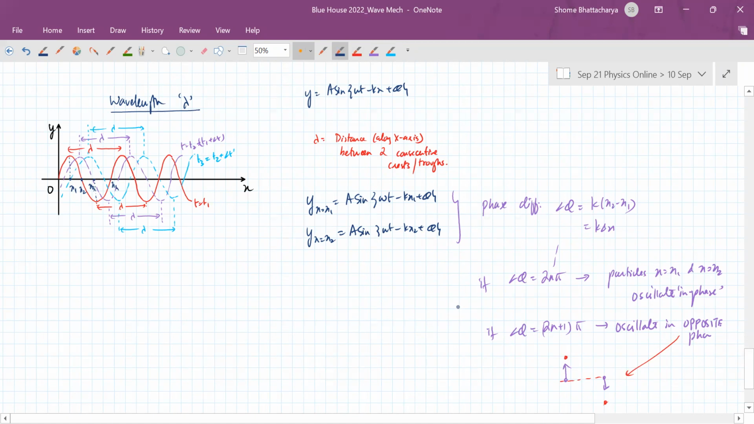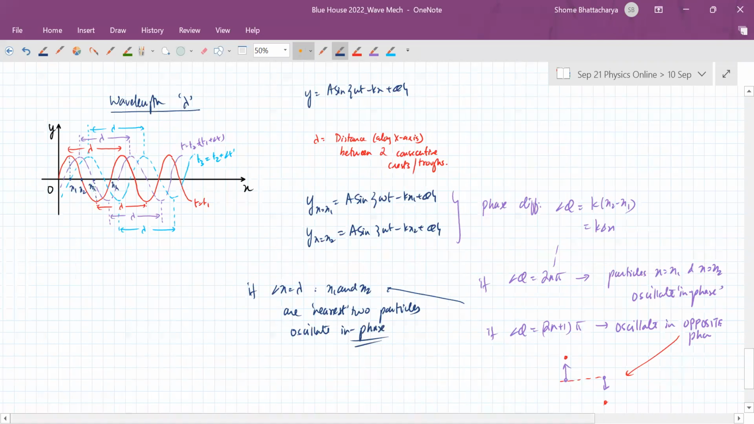So here we can see that if delta x is equal to lambda, that means x1 and x2 are the nearest two particles which oscillate in phase.